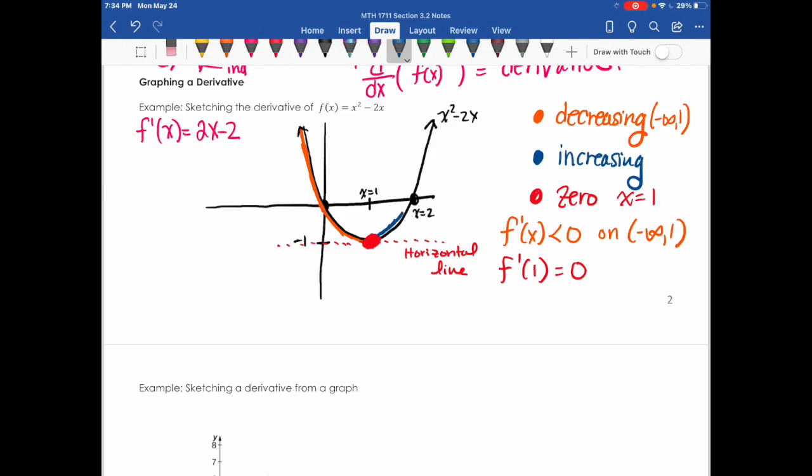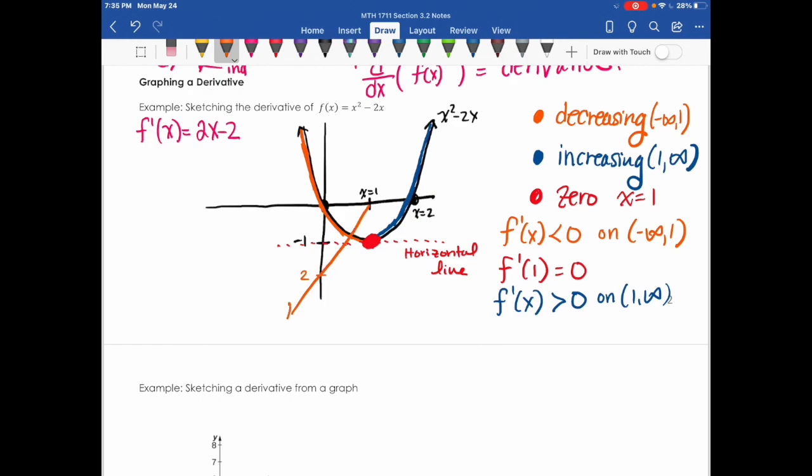Now, if I continue to trace the graph left to right, on this interval here, I'm increasing. So I'm increasing on the interval from 1 to infinity. So that means the derivative is going to be positive, or greater than 0, on the interval 1 to infinity. So now, if I put this all together and graph this, look what my derivative is going to look like. It should be a line, 2x minus 2.